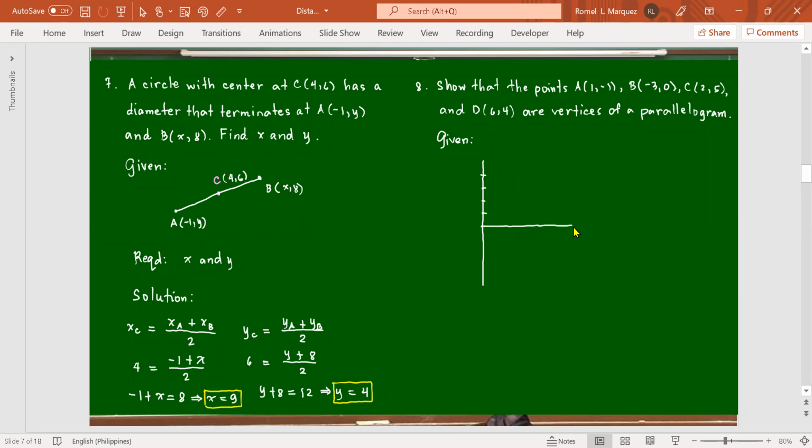What theorem? Do you know any theorem that will tell us that, making use of the concept of midpoint, it is a parallelogram, guys?